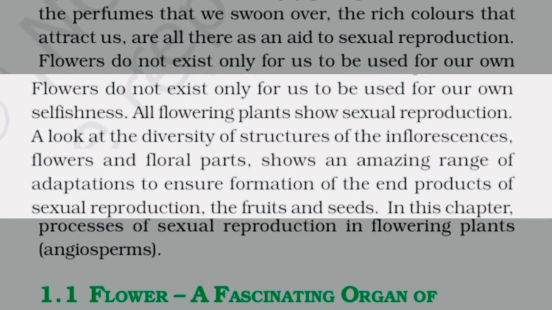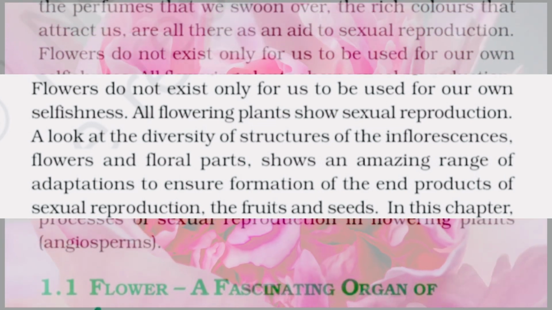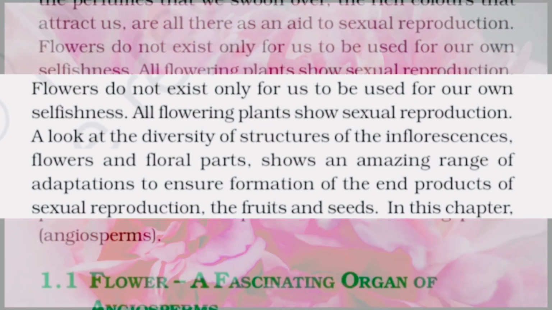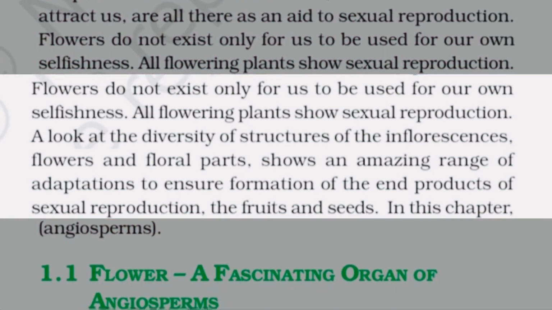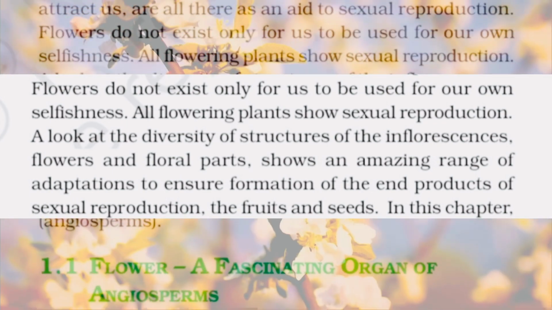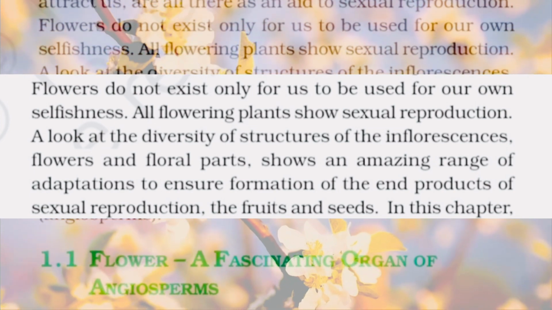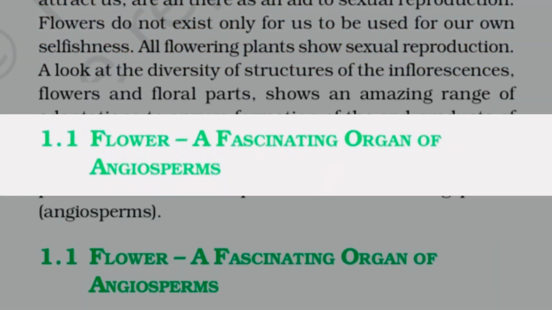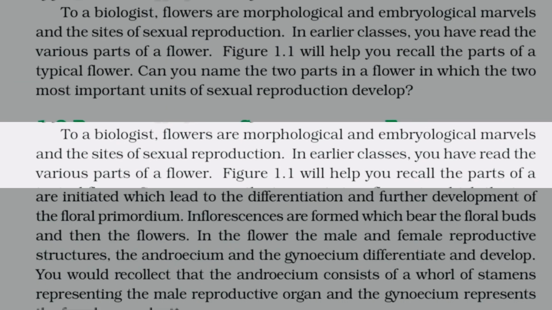A look at the diversity of structures of the inflorescences, flowers and floral parts shows an amazing range of adaptations to ensure formation of the end products of sexual reproduction, the fruits and seeds. Flower, a fascinating organ of angiosperms. To a biologist, flowers are morphological and embryological marvels and the sites of sexual reproduction.